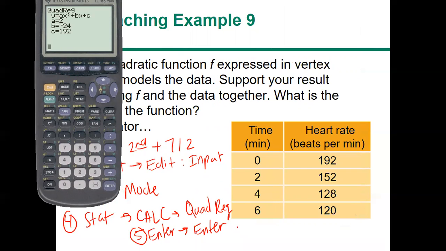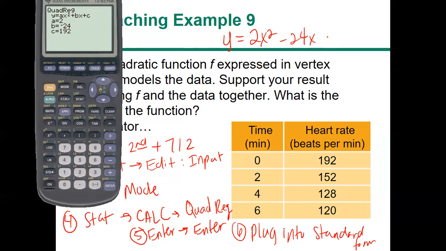It tells you your A, your B, and your C, and you're going to plug them into the standard form. Standard form is ax squared plus bx plus c. So what is my A? 2. What's my B? And what's my C? And there's my quadratic equation. That's the answer.